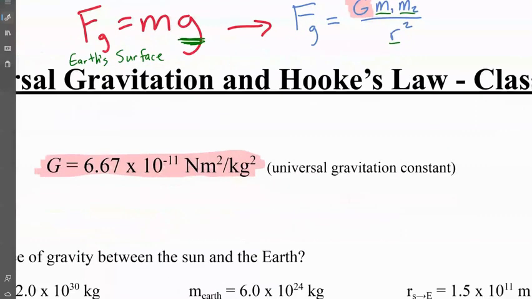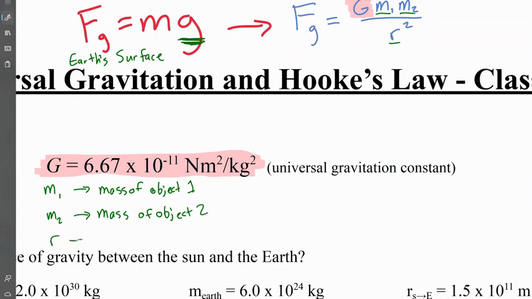So here I'll just write them down. m1, the mass of object 1. m2 would similarly be the mass of object 2. And then r is the distance between the centers of the objects, the distance between the centers of objects 1 and 2.